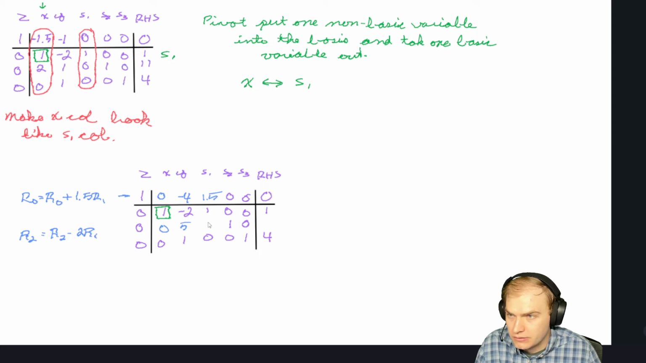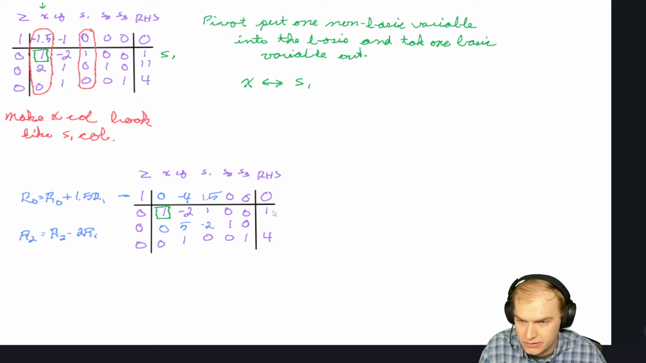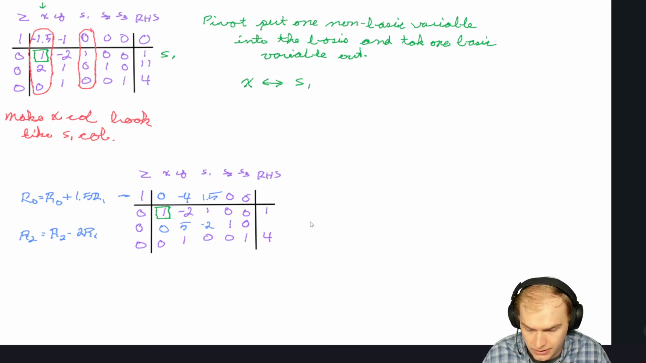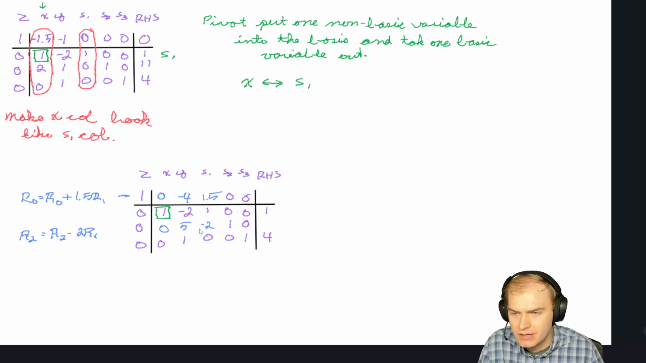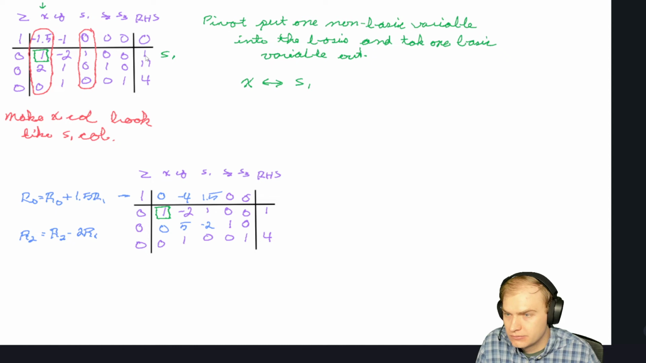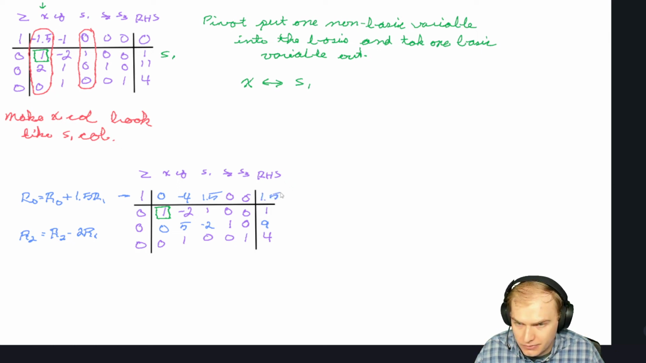And 0 minus 2 times 1 is negative 2. Oh, I neglected to change the right-hand side over here. So we'll do that in a second. And finally, 11 minus 2 times 1 is 9. And the top is 0 plus 1.5 times 1 is 1.5.